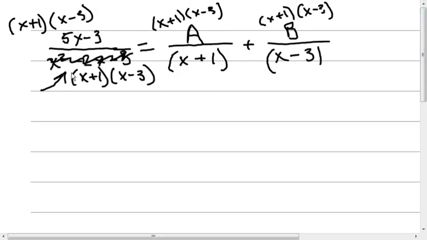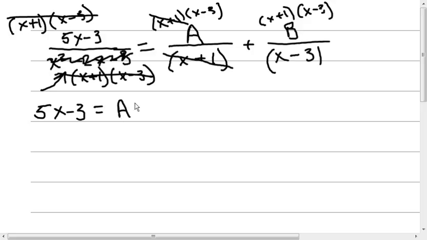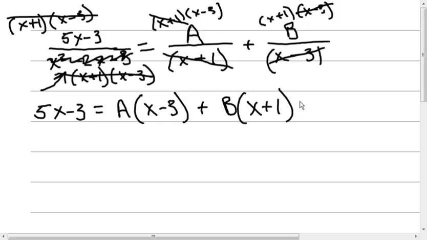Well, in the first term, the denominator totally cancels with what we are multiplying through by, and we get 5x minus 3. All right. In this term, x plus 1 cancels with this, and we get equals A, our unknown, times (x minus 3), plus over here we get this cancels with this, and we get a B term, times (x plus 1).